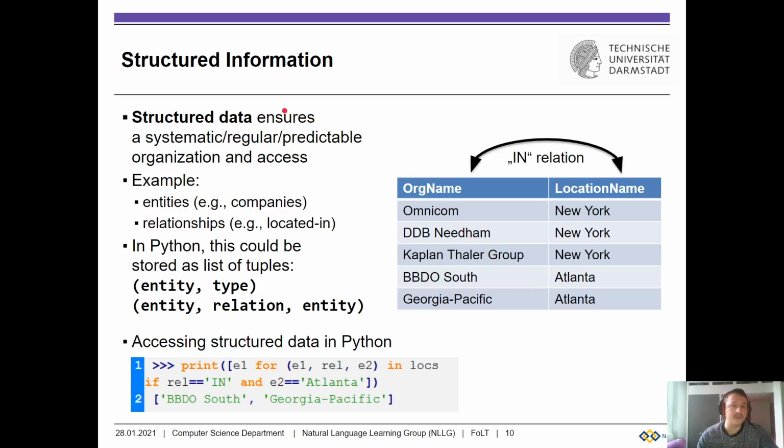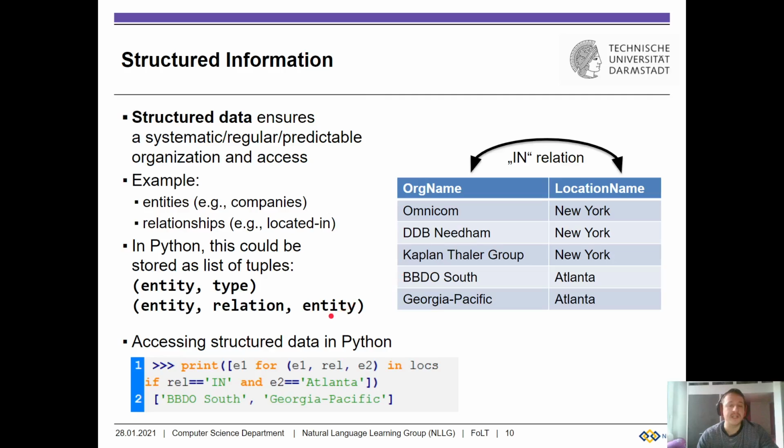To give you a taste, structured data is typically a table where we have, for example, organization names and the locations which they are based in. So we set 2 columns in a table into relation, namely the column of organization names and the column of location names, and the relationship would be that a company is located in a location.